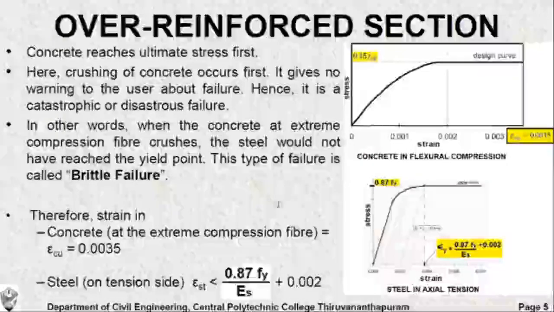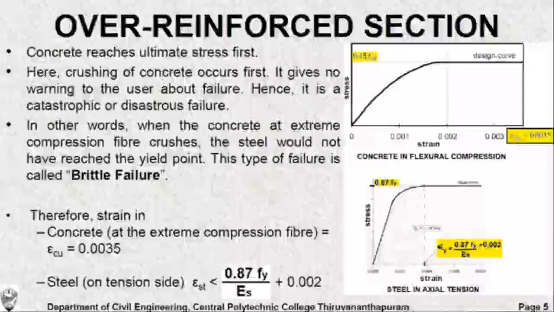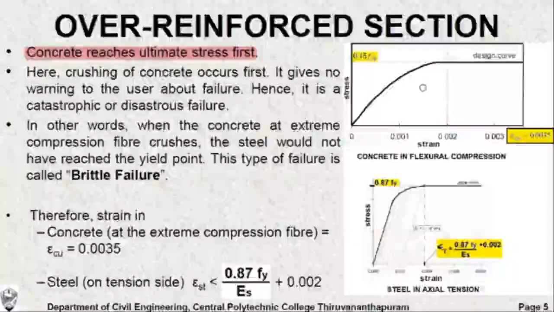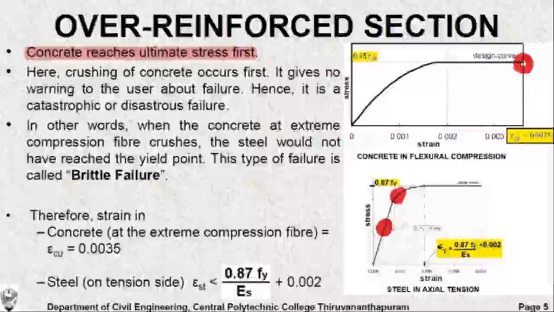Now coming to the next case of reinforced concrete section, that is over reinforced section. When concrete reaches ultimate stress first, that is, the crushing of concrete occurs first, well before yielding of steel happens. That is, the steel might not even have reached the yield strain. The strain in steel might be somewhere here or somewhere here. It may not have reached the yield strain 0.87 Fy by Es plus 0.002.